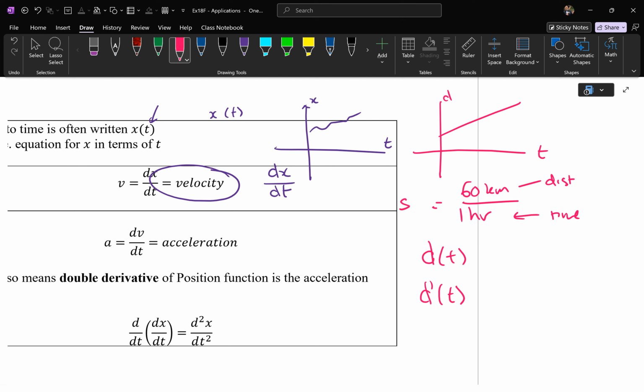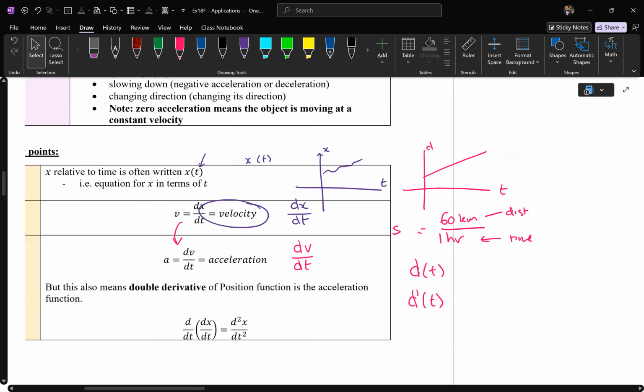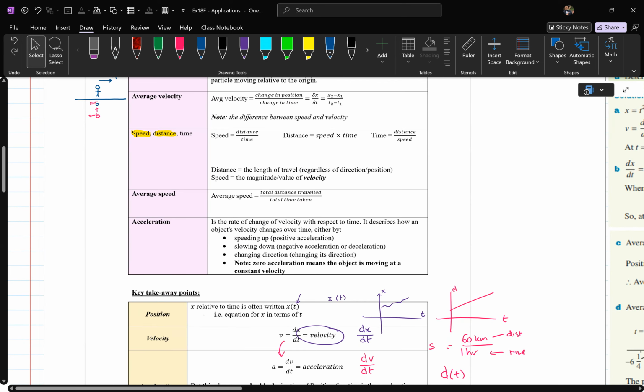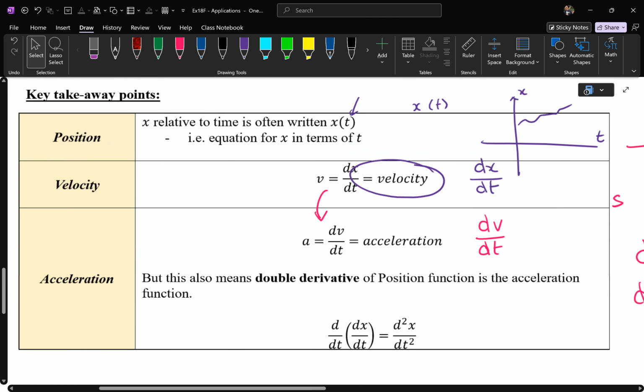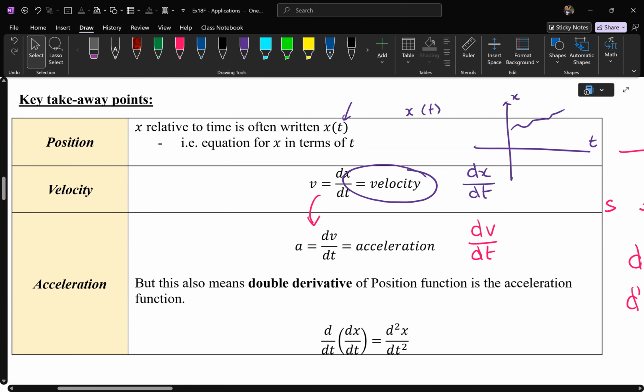This one is position graph. Derivative of position graph gives you the velocity. And then the double derivative, meaning if you derive it again, so the derivative of your velocity function will give you your acceleration. Again, if you want to know the difference between velocity and acceleration, I already wrote a description. But in a nutshell, there is a difference between velocity and acceleration.